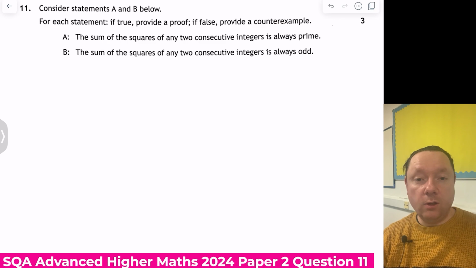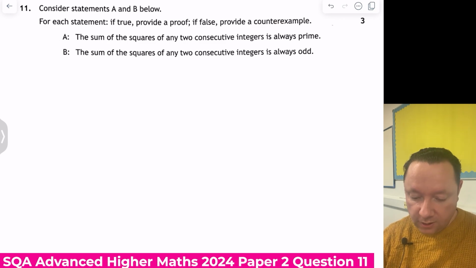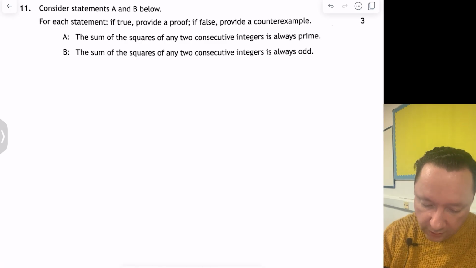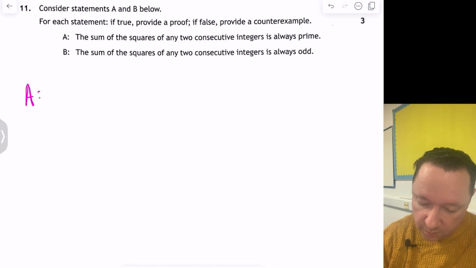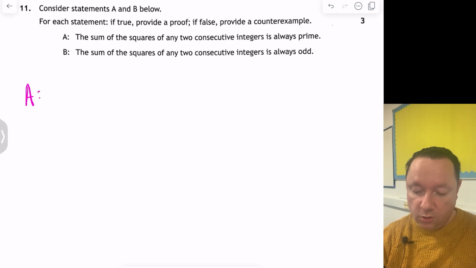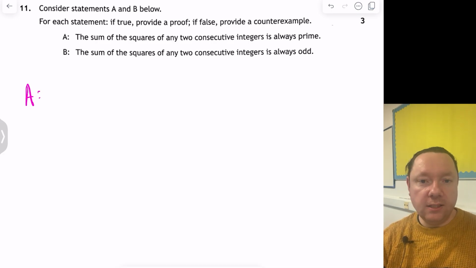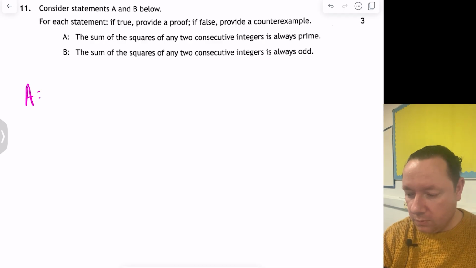SQA Advanced Higher Maths 2024, Paper 2, Question 11. Consider statements A and B below. For each statement, if true, provide a proof, and if false, provide a counterexample. Okay, statement A. The sum of the squares of any two consecutive numbers is always prime. I'm thinking Pythagoras here. 3 squared plus 4 squared equals 25. Well, 25 is not prime. There you go, counterexample, job done.